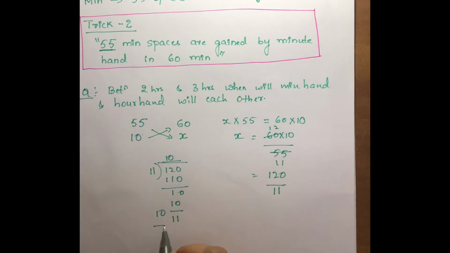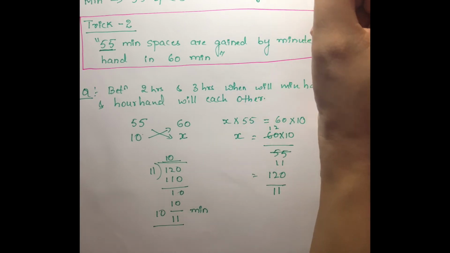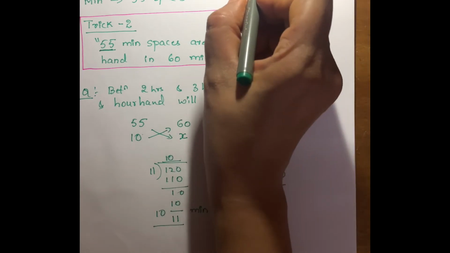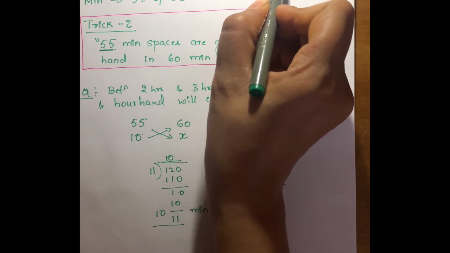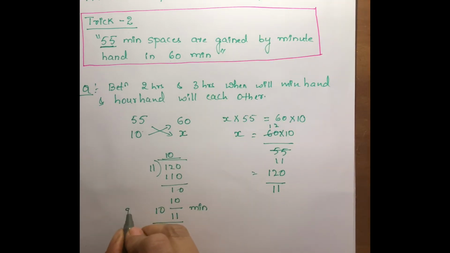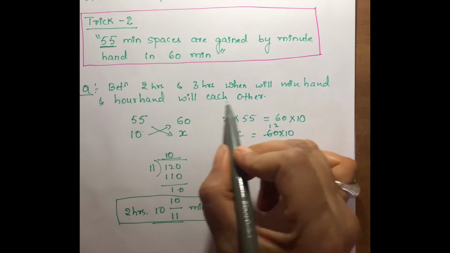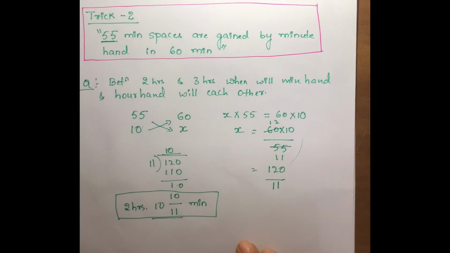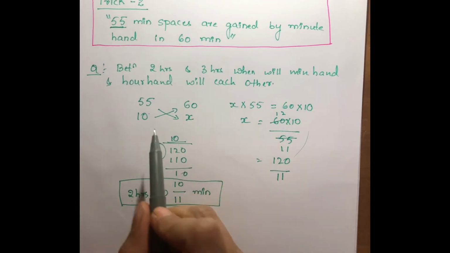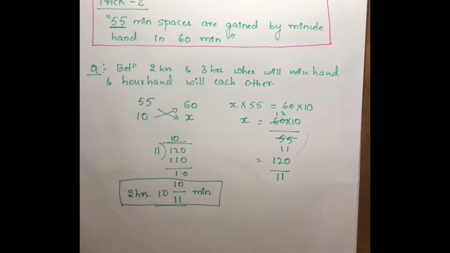Now this is not the answer, this is minutes. The exact time, you have to take this also into consideration. Where it is standing now, it has crossed 2 hours, so you have to add 2 hours. So the answer is 2 hours 10 by 11 minutes. There is no need of solving all these things without any formula or anything. Whatever the given question is, you can just apply this and solve.